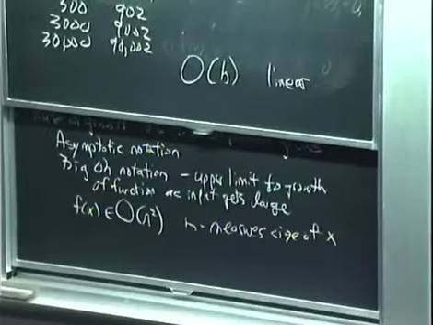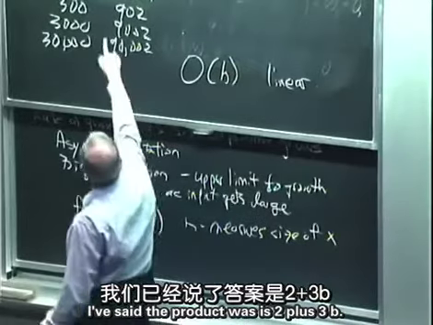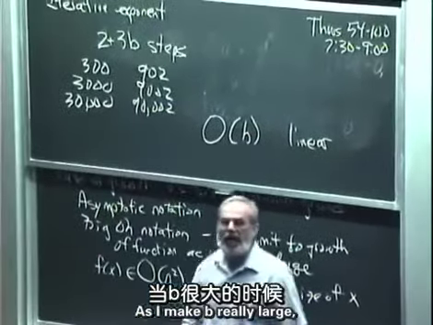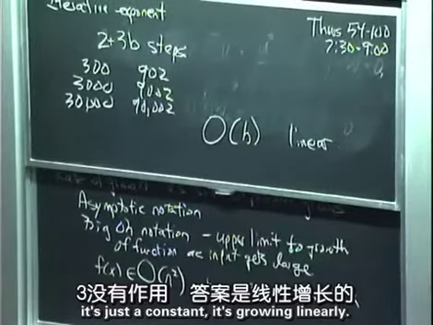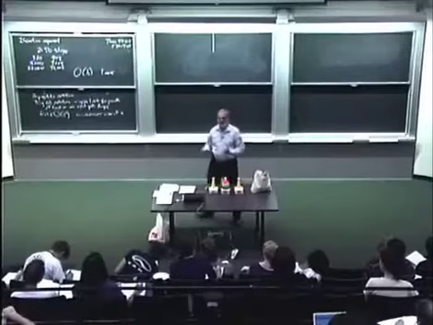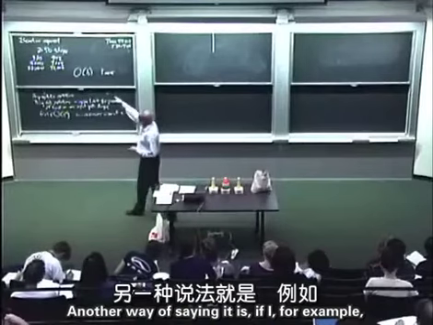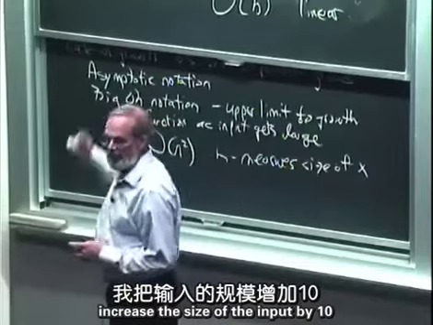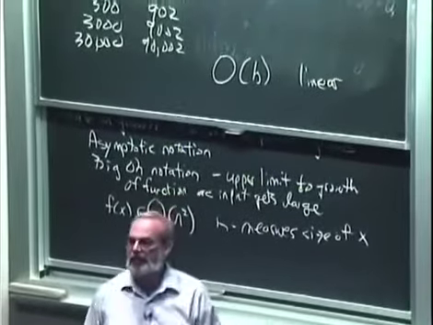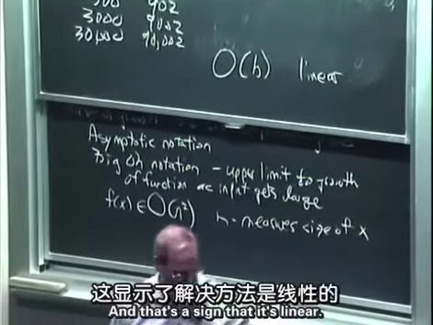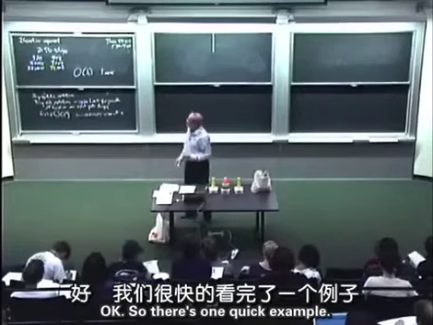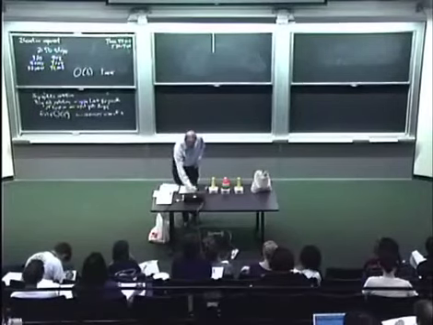You can see it. Right? I said the product is 2 plus 3b. As I make b really large, how does this thing grow? It grows as b. The 3 doesn't matter. It's just a constant. It's growing linearly. Another way of saying it is if I, for example, increase the size of the input by 10, the amount of time increases by 10. And that's a sign that it's linear. OK, so there's one quick example. Let's look at another example.